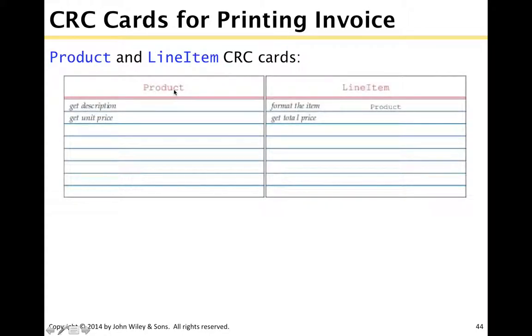For the product's responsibilities, we need to get the description of the product and get the unit price of the product. Those two responsibilities are listed, and no collaborators are required. It could be done by itself. And then for each line item, to format it, we need a collaboration from product. Getting the total price is computed without any other collaborators.